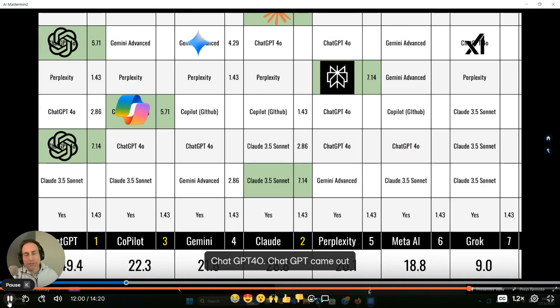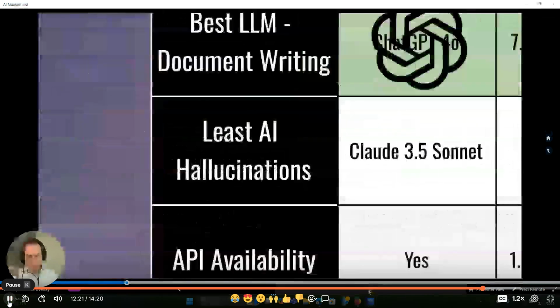The best large language model for document and report writing, the winner, ChatGPT 4.0. ChatGPT came out with what's called Canvas, and it is a next level feature. Apparently, the large language models agree that ChatGPT 4.0 is the best when it comes to document writing. They get the majority of the points.